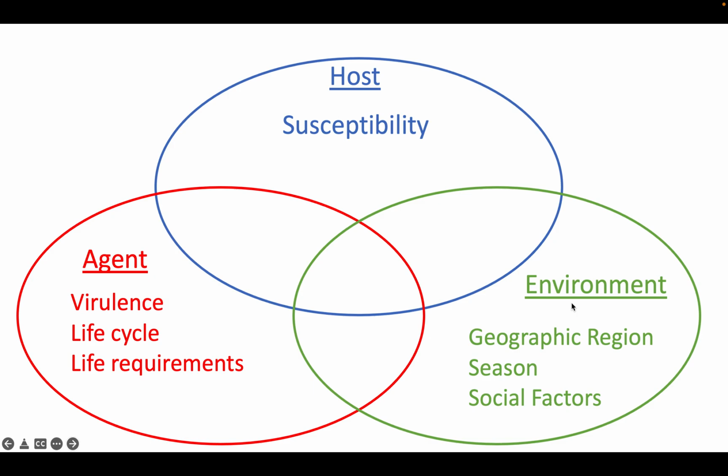Also, environment plays a role where some agents are only in certain environments. Some hosts and agents only come into contact in certain environments, or they might need a certain seasonal condition, like the common cold does better in the cold. And also social factors, like how HIV kind of requires something like unprotected sex or sharing needles, some social facilitator of infection.